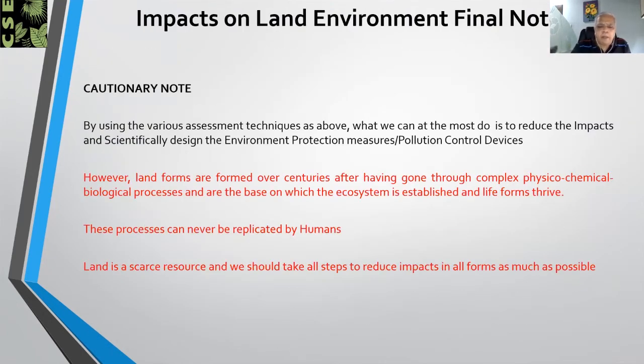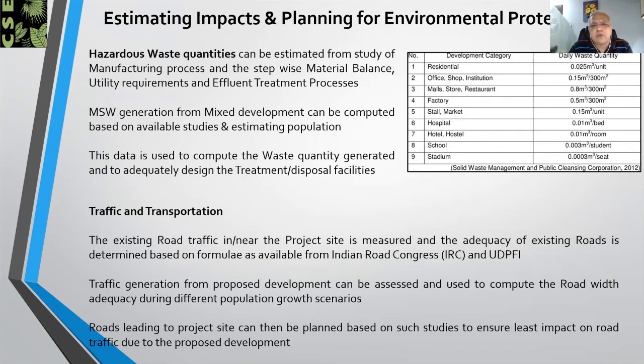Now, then we have hazardous waste quantities. To assess the hazardous waste quantities, we have to first study the manufacturing process and study the stepwise material balance, utility requirements, and the effluent treatment processes. From this, we can compute the types and categories of hazardous waste as per the hazardous waste regulations of 2016, and then determine a plan for their safe disposal.